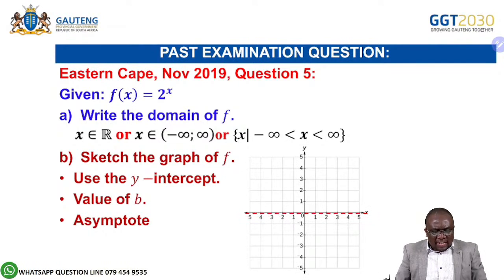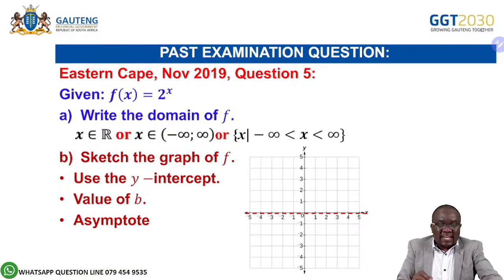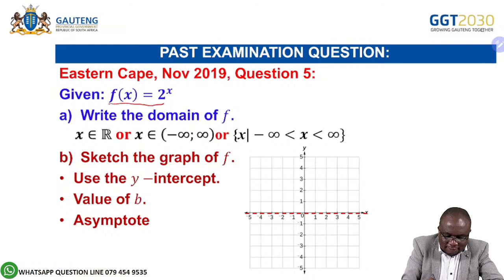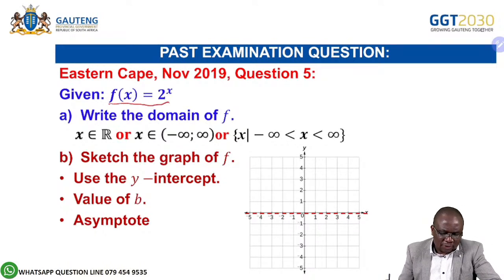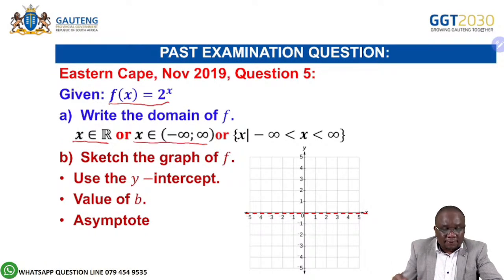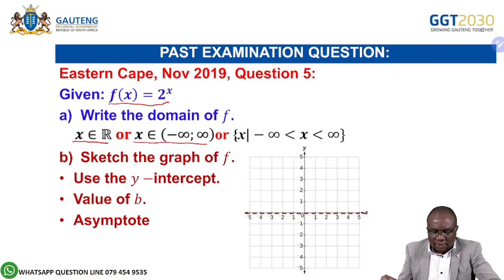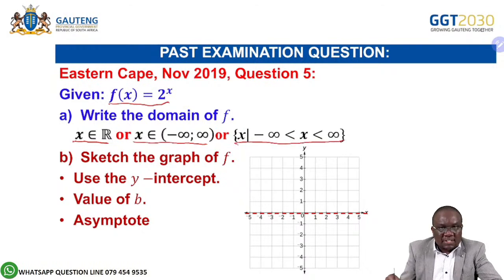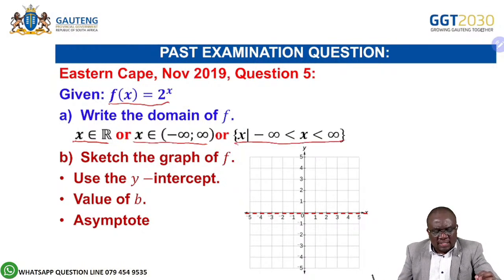Right. Now, write the domain for f. We said this is an exponential function. b is greater than 1. So x is an element of the real numbers, or x is from minus infinity to infinity. Or you can write it in set-builder notation like that. You see? So you must gain these marks. These are free marks, domain and range. You must know them. And then sketch the graph.